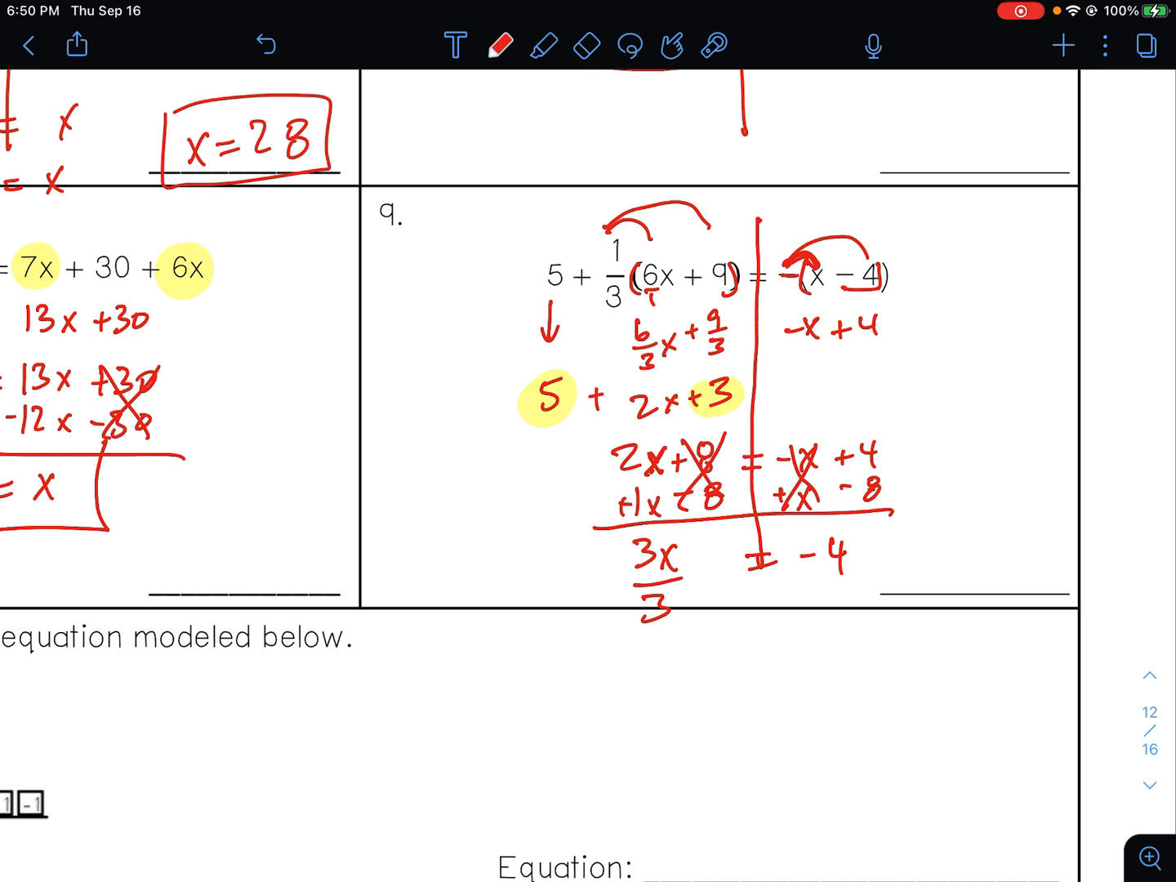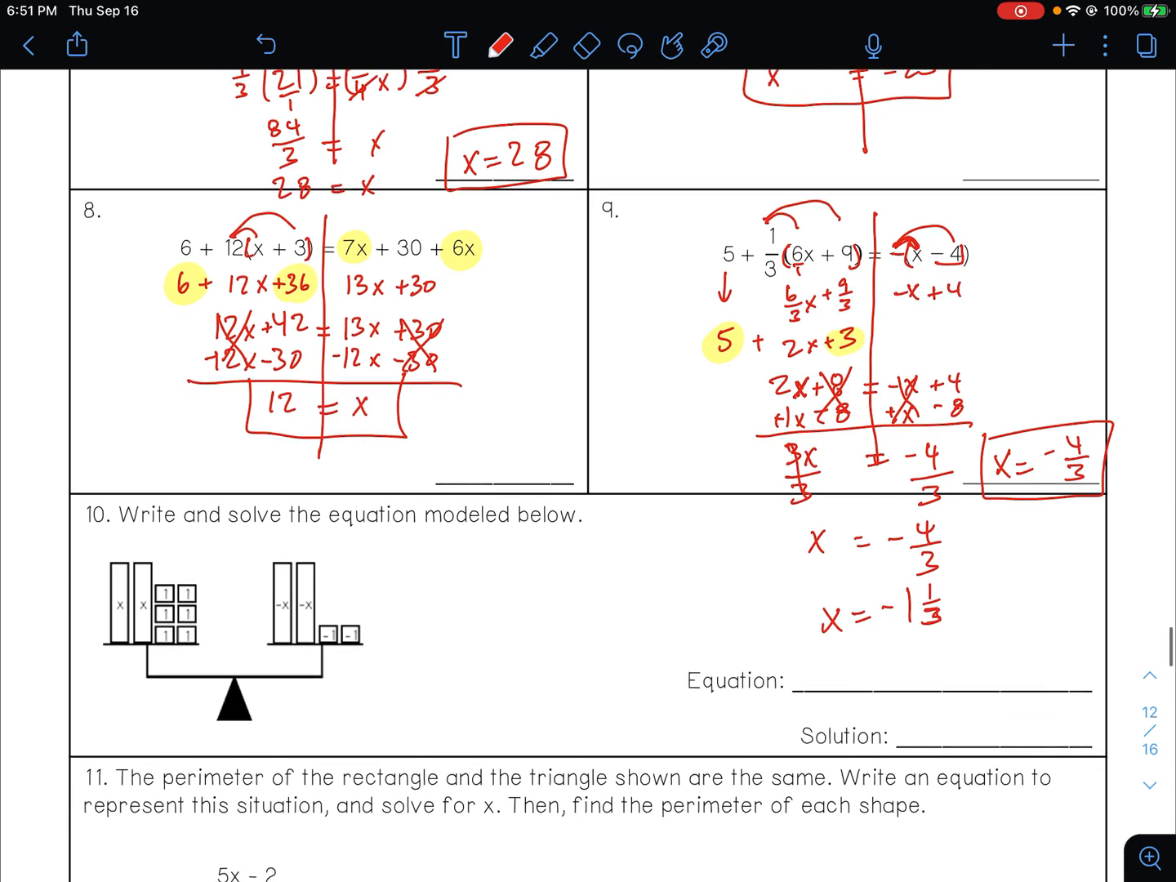Now we divide by 3. Divide by 3. And that cancels. You're left with x equals negative 4/3, which is all you can really do with that. I mean, if you want, you could say that's negative 1 and 1/3. Sure, if you want, but x equals negative 4/3 is just fine.